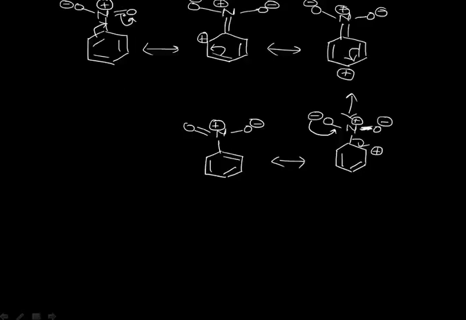Now let us number the carbons 1, 2, 3, 4, 5 and 6. Because of the withdrawing of electrons by the NO2 group, we are getting the formation of positive charge at carbon number 6 position, carbon number 4 position and carbon number 2 position. Therefore, we can write the resonance hybrid of this nitrobenzene like this.